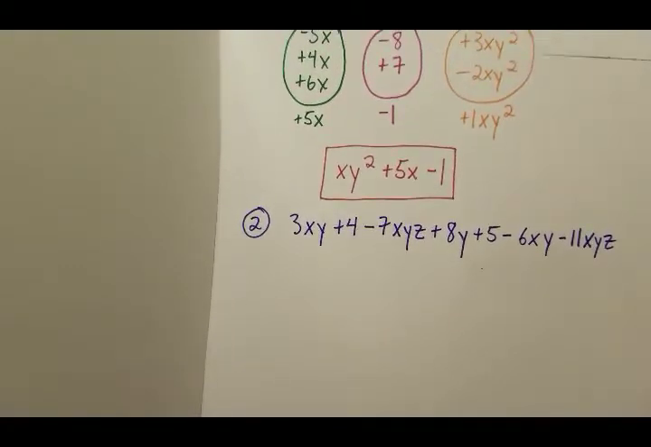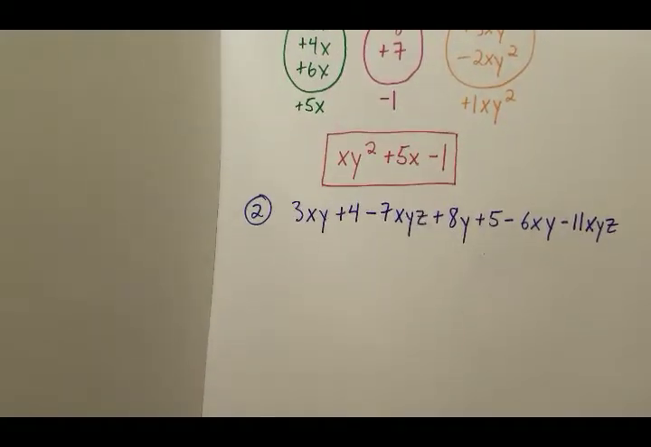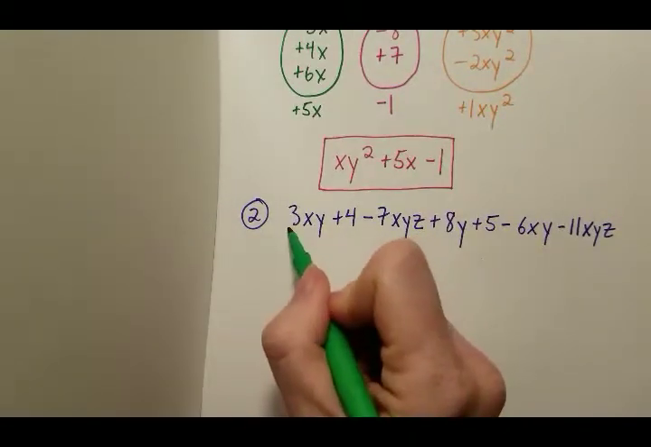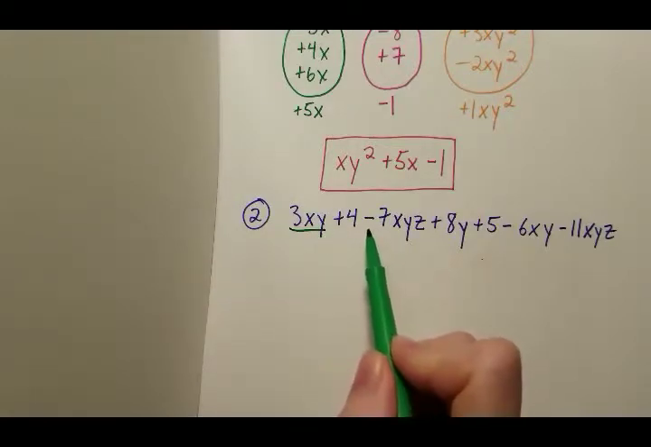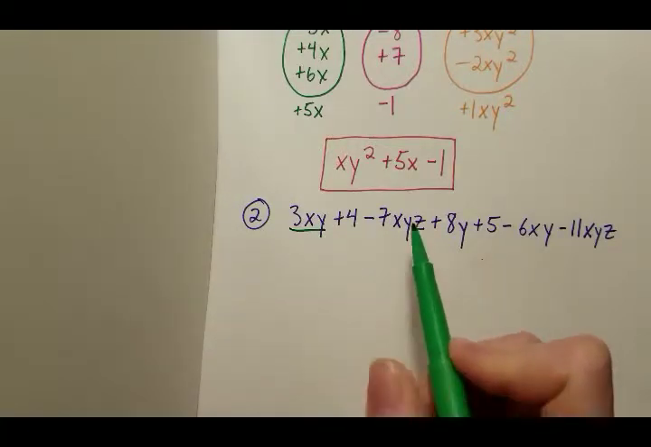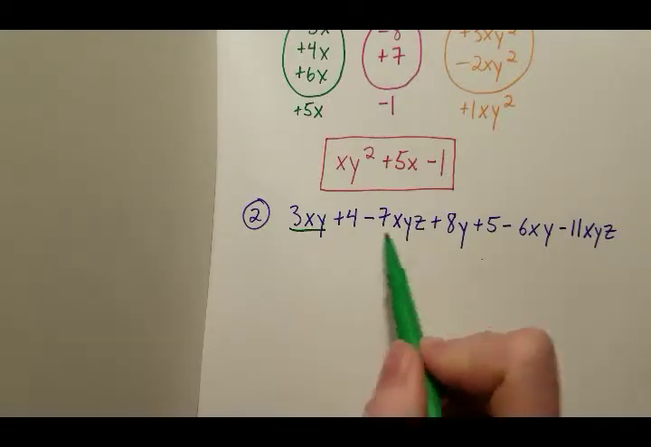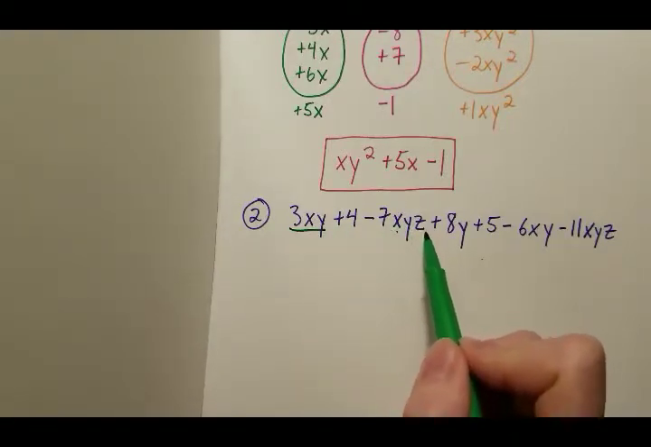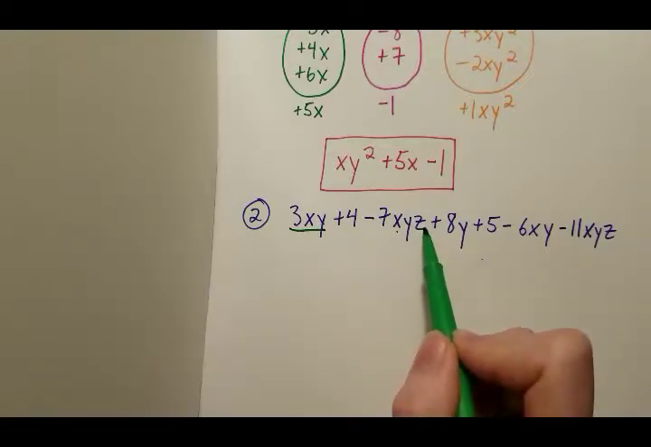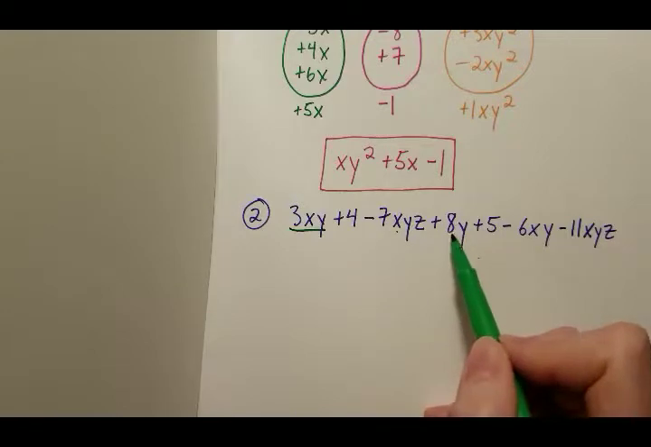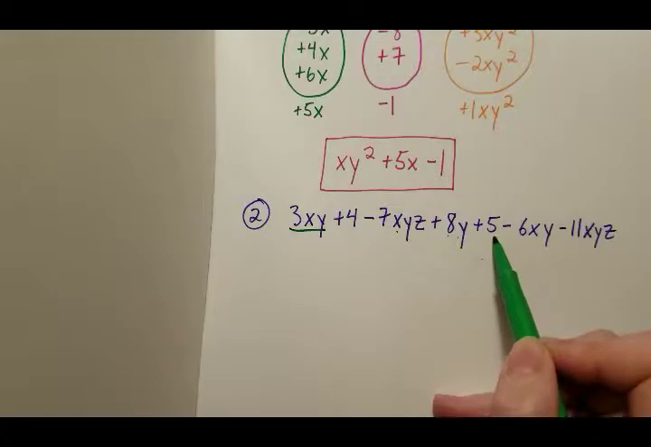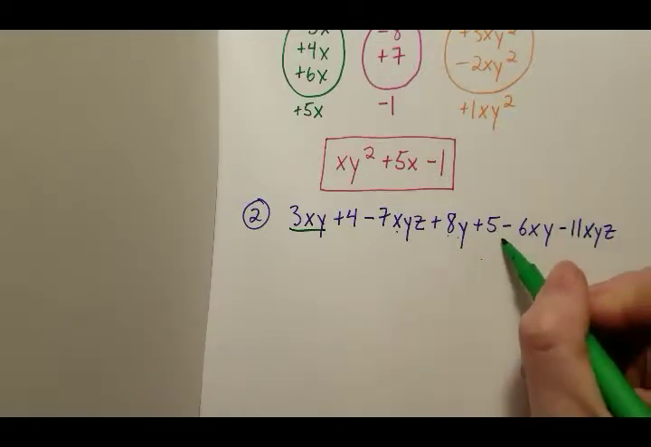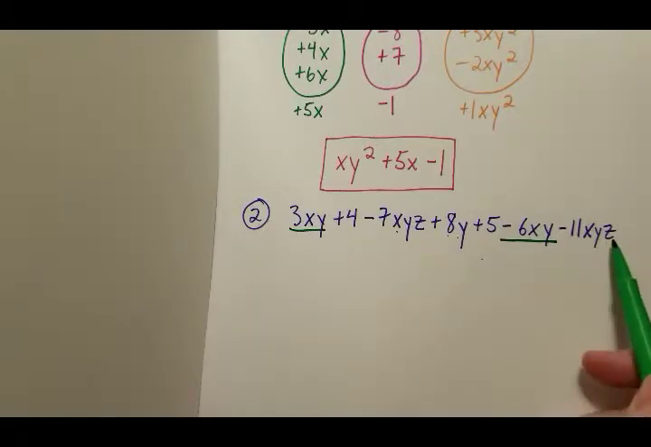Okay, let's look at the next one. We're going to do the same thing here. Let's start with the first term, 3xy. Let's see which ones are like terms to 3xy. Plus 4 is a constant, so that's not. Negative 7xyz, well, it has an x, it has a y, but it also has a z. So these aren't like terms because they don't have exactly the same variables. Same here, this has 8y, it has a y, but it's missing an x. Plus 5 is a constant. Negative 6xy, oh, there we go. There's one. And again, this last term has a z, so we wouldn't do that one.